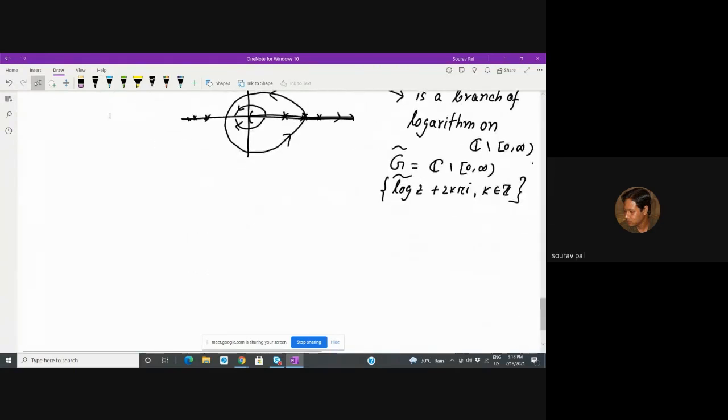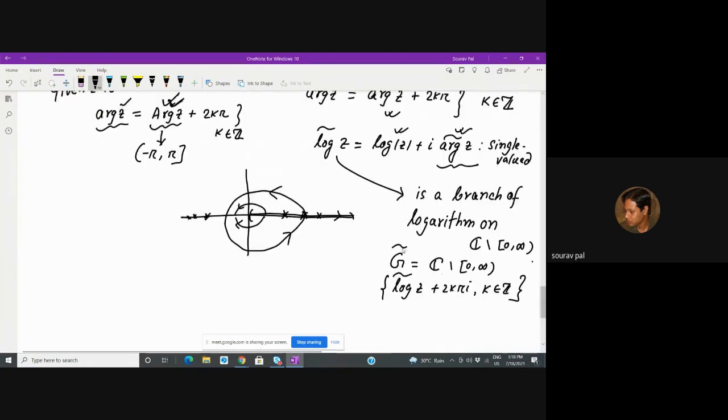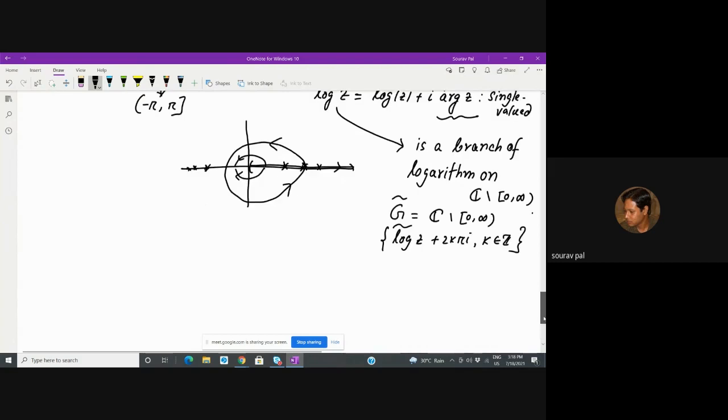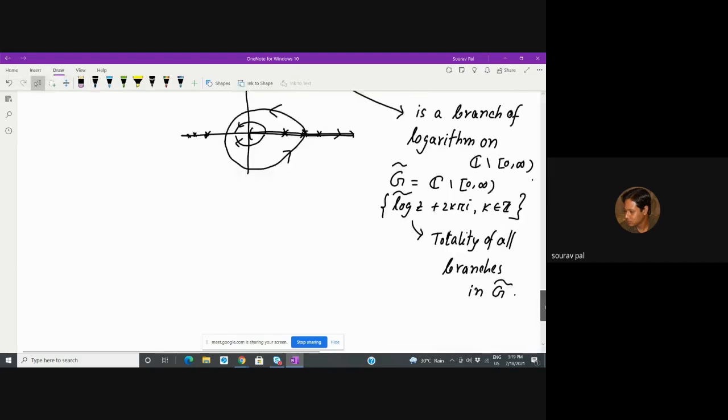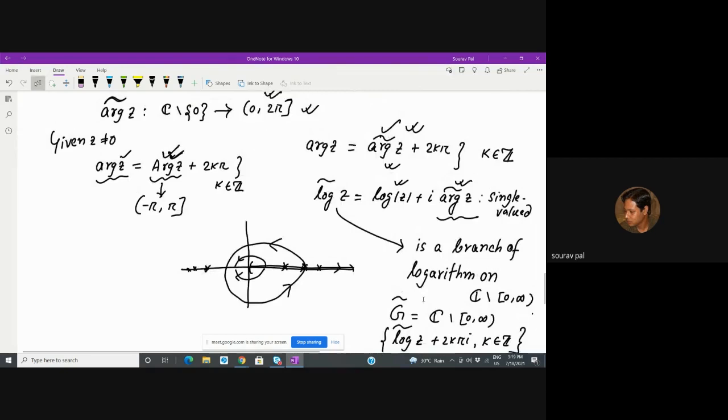Am I correct? Okay. In this domain, in this region, we are talking about this region. So this is the totality of all branches in G tilde. Now the point is that, I am just trying to explain, if you remove any half line passing through the origin, you can define a branch of logarithm there. So here we have removed this half line, the negative x-axis. Here we have removed the positive real half, and we have a branch of logarithm, and we have infinitely many branches of logarithm in terms of that, by adding 2k pi i.